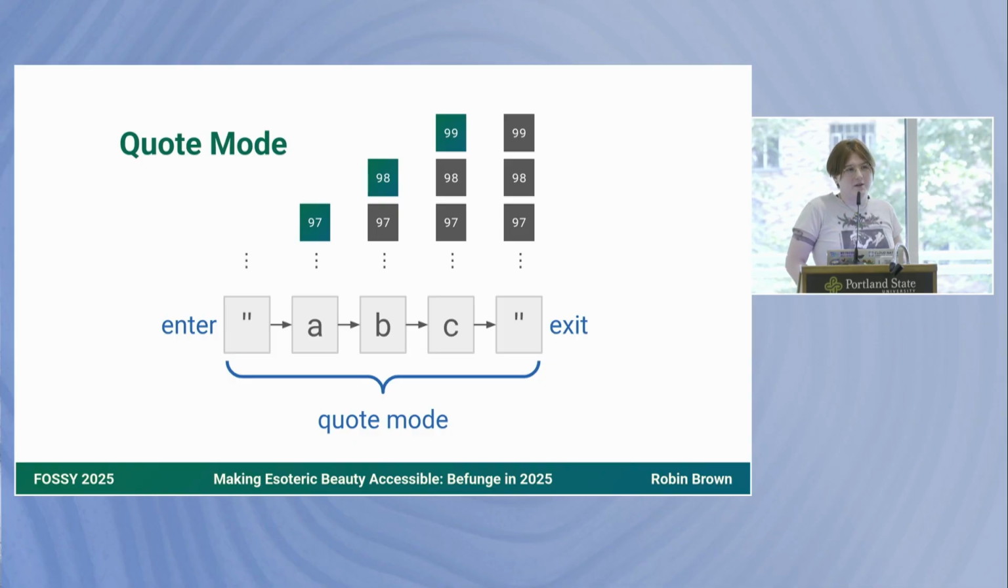We also have this thing called quote mode, so if we encounter a quote, we enter quote mode, and instead of executing instructions while we're in quote mode, we just push their values. So instead of trying to execute an A, which isn't an instruction at all, we just push the value 97 and then 98 and 99, and we enter the other quote, and we leave quote mode, and we would continue to execute instructions normally at that point.